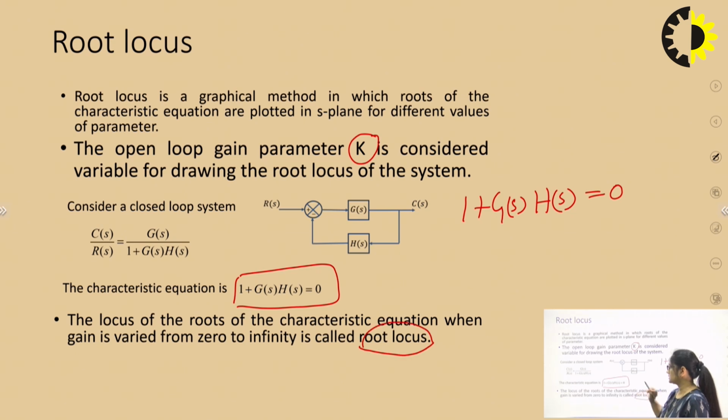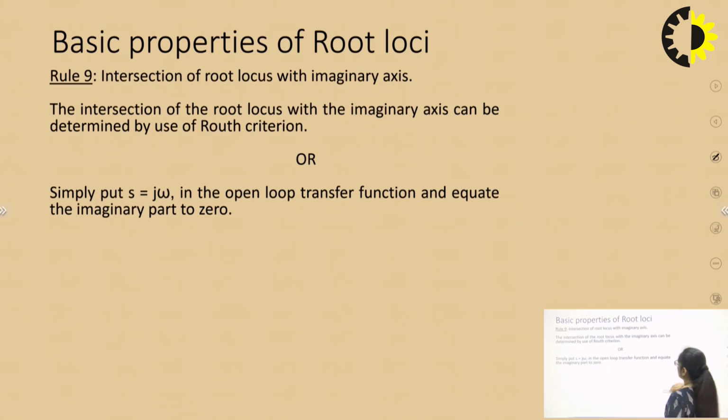the root locus. So in the previous rules, we understood that there could be some branches of root locus which could tend to infinity. And if the root locus tends to infinity, they go along a straight line and at a particular angle known as the angle of asymptotes. Now, rule number 9 states that the intersection of the root locus with the imaginary axis.